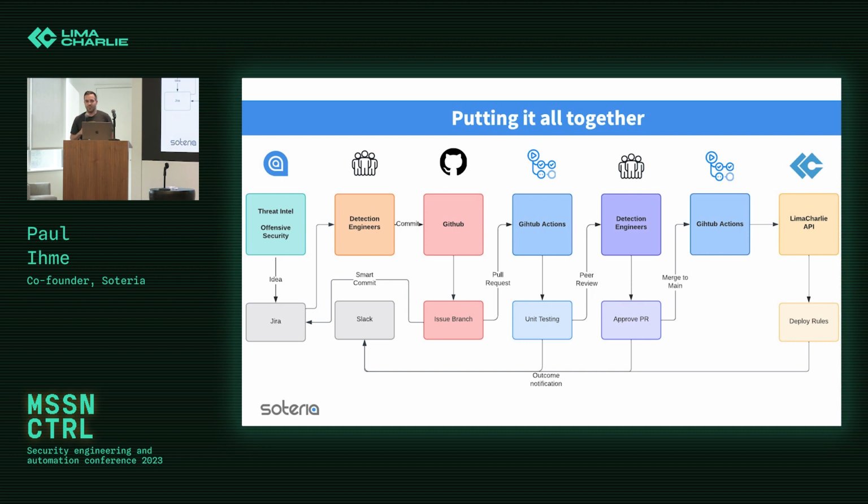And when you create that issue branch, that will map back to your Jira piece, but it'll also allow you to do a pull request to pull that into production. Unit testing happens. Then once that passes, your other detection engineering colleagues can go take a look at that. They can approve that pull request. GitHub Actions will merge it to main, hitting that LimaCharlie API, and all the rules are deployed to everywhere.